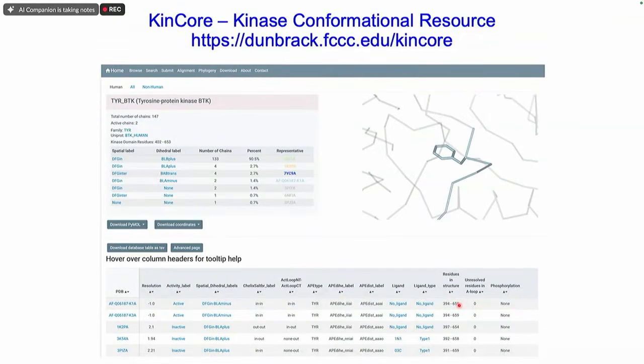It also tells you what the ligand is, what kind of ligand it is, mutations in the kinase sequence, whether it's phosphorylated on particular residues. So if you're interested in any one kinase, you can go here and find all of the available experimental structures for that kinase and examine them.